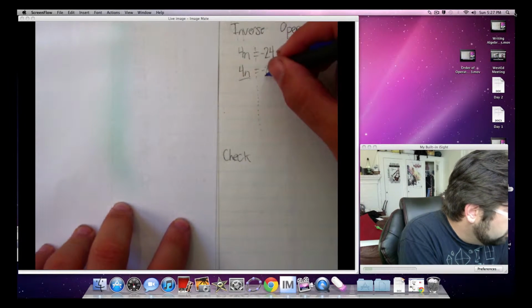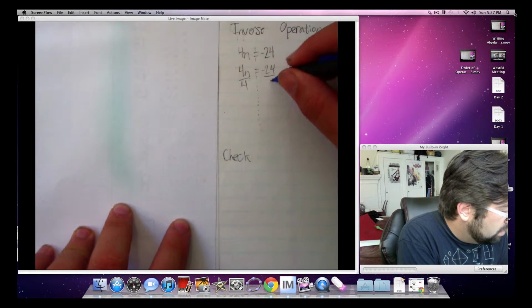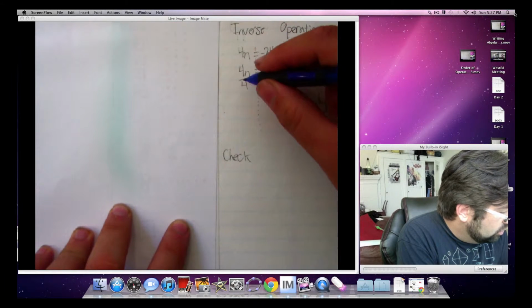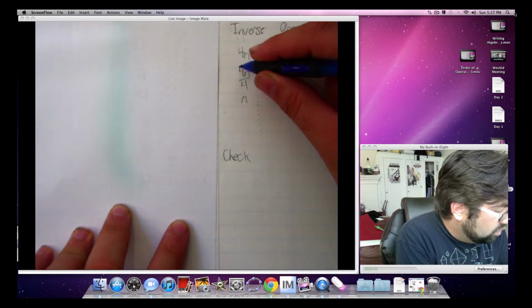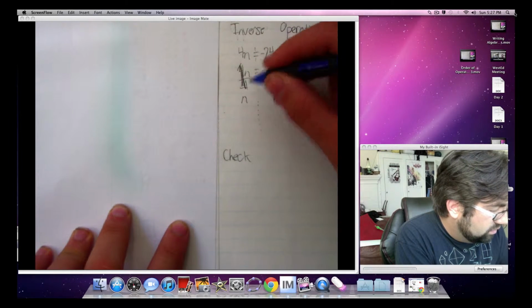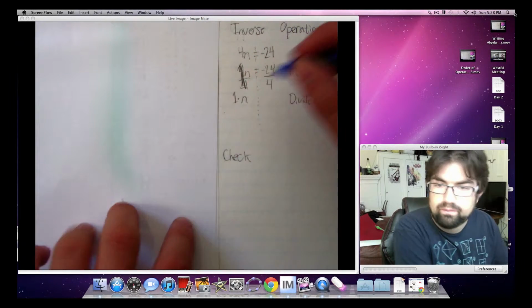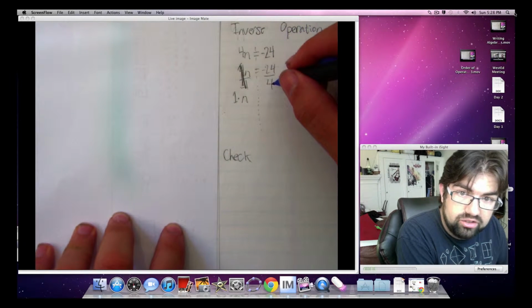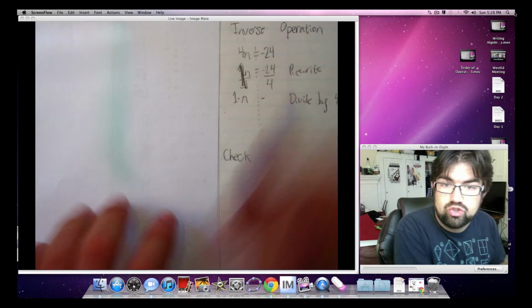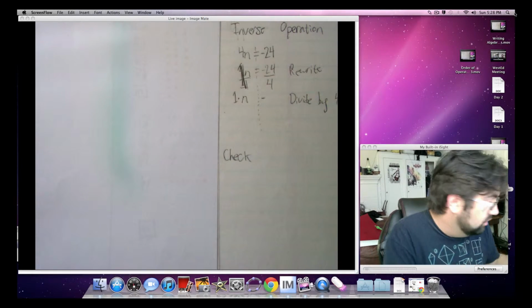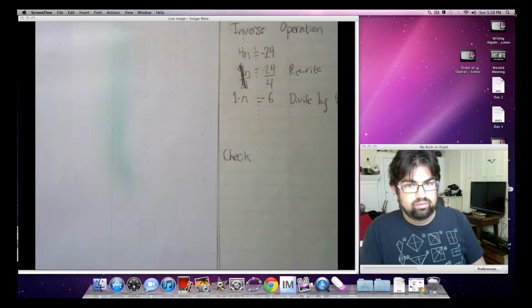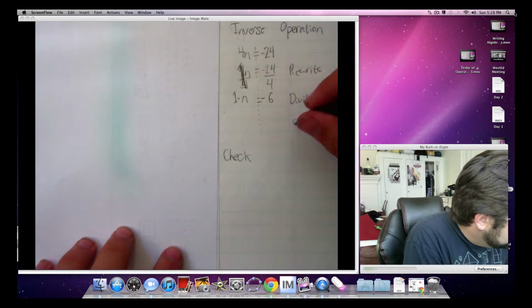So we're going to divide both sides, not just one side, divide both sides by 4. So I'm going to write divide by 4. Now we have n, because 4 divided by 4 is 1. Then we get 1 times n. Negative divided by a positive is a negative. Remember our triangle, negative divided by a positive is a negative. And 24 divided by 4 is 6. And this is equal. And then I'm going to simplify.